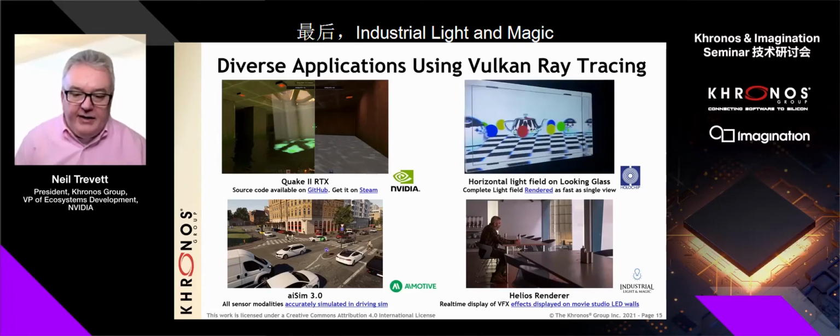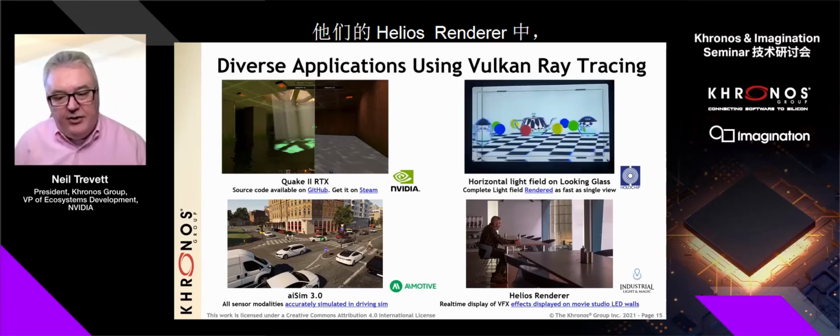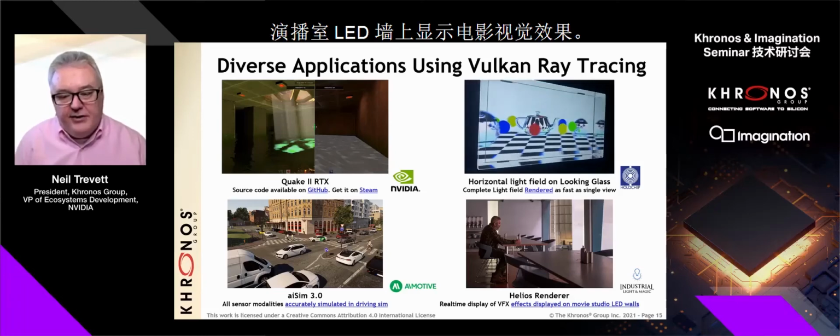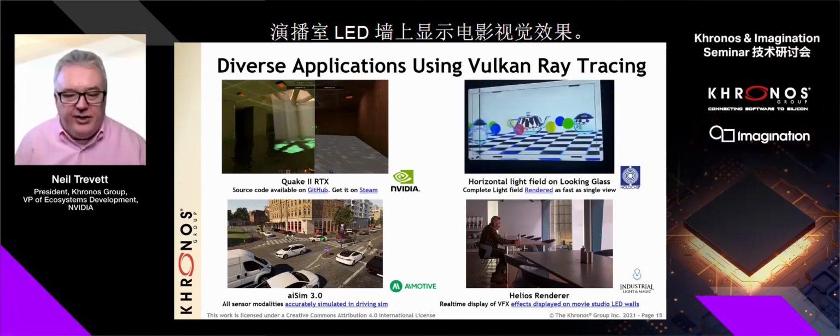And finally, Industrial Light and Magic has integrated Vulkan ray tracing into their Helios renderer to enable the display of movie visual effects on studio LED walls while scenes are being shot in real time.